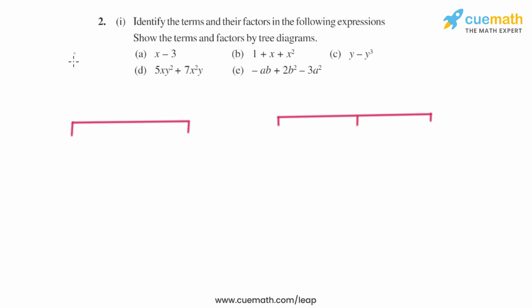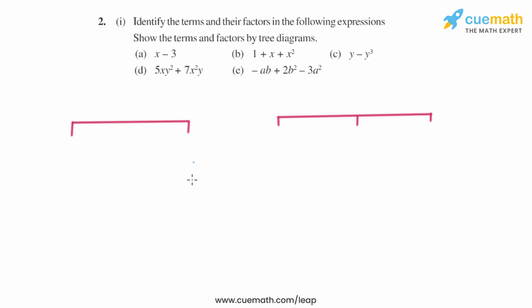Now let's move on to the third part. The expression that is given is y minus y cube. So the terms are basically y and minus y cube. The factors of minus y cube will be minus 1, y, y and y. As it is y cube, there will be 3 y's.